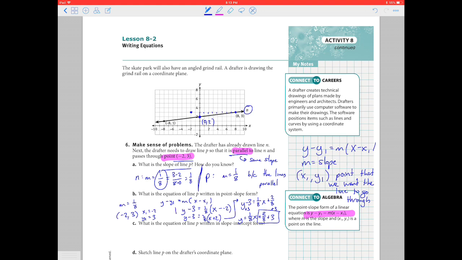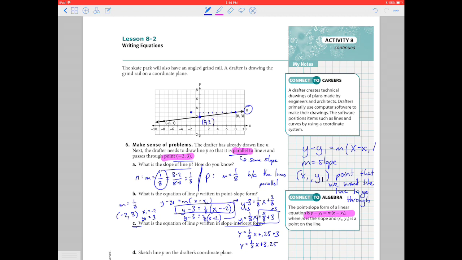Sorry, this is our answer just for B, and now we're doing the work to get us to C because we want it in slope-intercept form. So we want to combine these two terms. We have two ways. We can convert each to a decimal, so we get y equals 1/8 x plus 0.25 plus 3. So then we get plus 3.25. That's one way to do it.